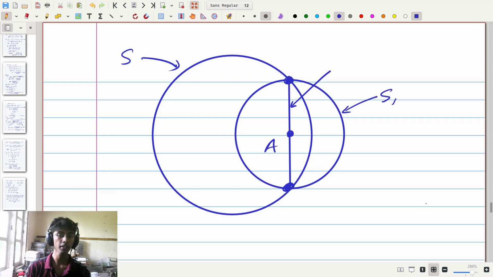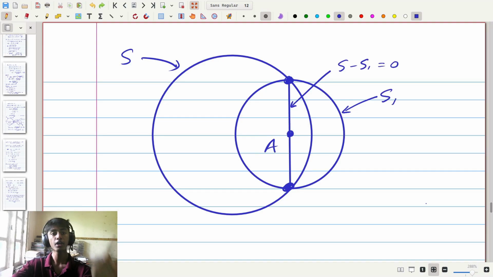Now, as it turns out, the common chord of two circles S and S1 will be given by the formula S minus S1 equals 0, where the circles S and S1 are both given in the form x squared plus y squared plus 2gx plus 2fy plus c equals 0. Now in this particular case, you can see this common chord appears to pass through the center of the circle S1, which is the point A.